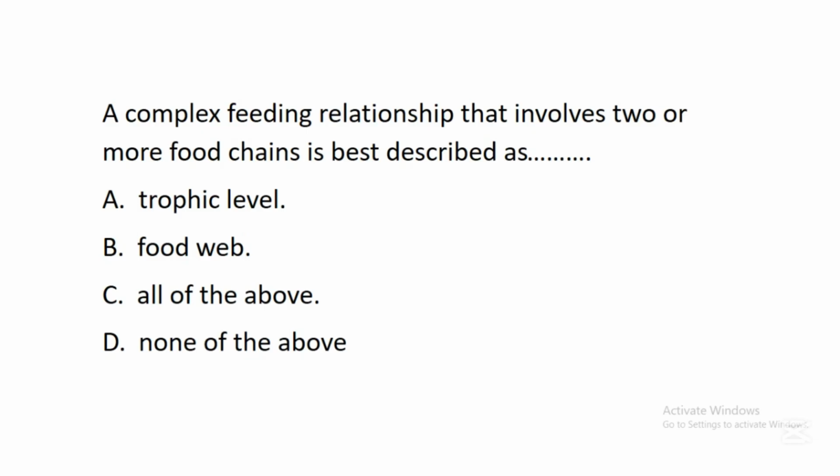The next question says, a complex feeding relationship that involves two or more food chains is best described as dash. A. Trophic level. B. Food web. C. All of the above. D. None of the above. In this question, the correct answer is B. Food web. So food web is a complex feeding relationship that involves many organisms. So it involves two or more food chains.